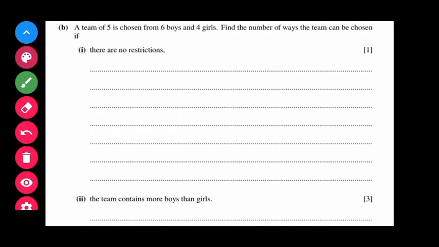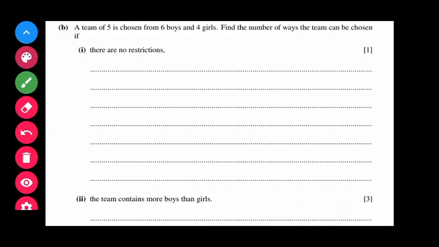Look at the next question. A team of 5 is chosen from 6 boys and 4 girls. That means totally 10 students. Find the number of ways the team can be chosen if there are no restrictions.